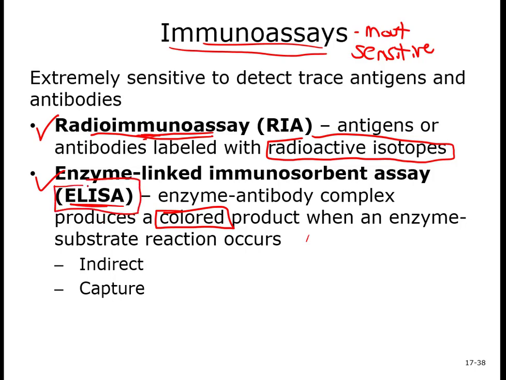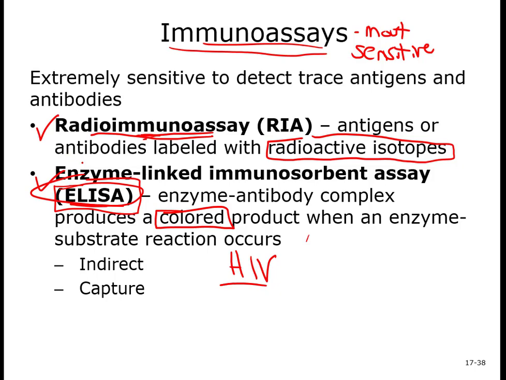ELISA is probably one of the most common diagnostic tests other than maybe PCR. This would be the go-to test for the majority of more well-known and well-characterized diseases, such as, for example, HIV. ELISA is the first test used to screen for HIV, whereas, as I told you, Western blot is the second test used to confirm a positive ELISA.